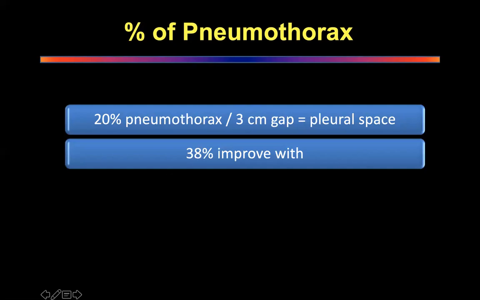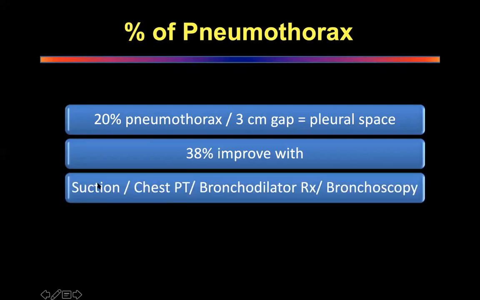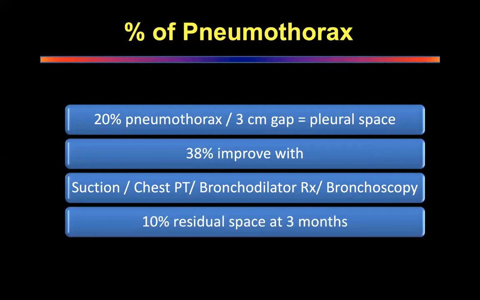This is straight out of the ESTS textbook, and it says 38% improve with suction, chest physiotherapy, bronchodilator therapy, and bronchoscopy. This MCQ comes in the exam, where they ask you what is the percentage of pneumothorax and what do you do in that situation. The important thing to remember is that 10% of patients still have residual pneumothorax at 3 months. That doesn't mean that you have to put an ICD into all patients.